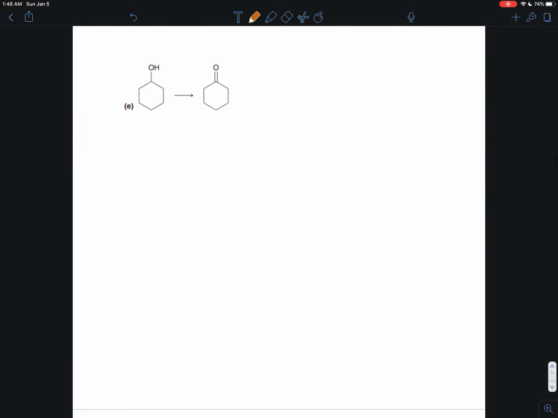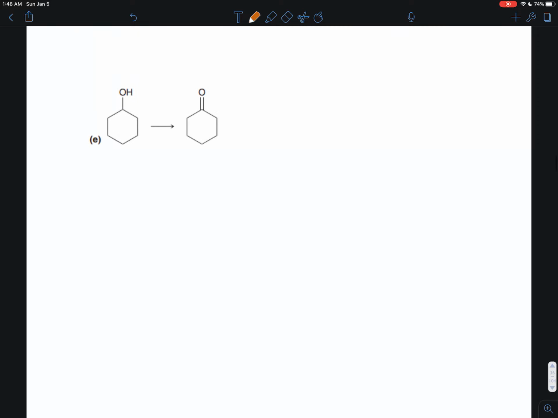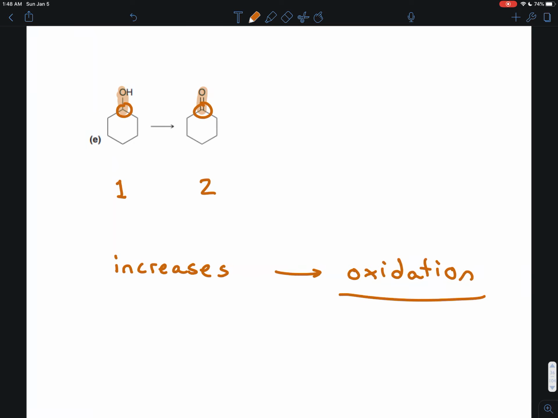Okay, so for this next one, on the left side we only have 1 bond to an electronegative atom. On the right side we have 2. The number of bonds to electronegative atoms increases, and so that is oxidation. The carbon will lose electrons and become more positive, and so become oxidized.